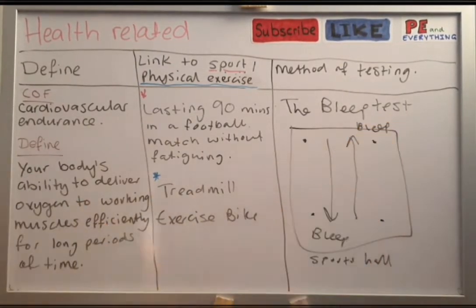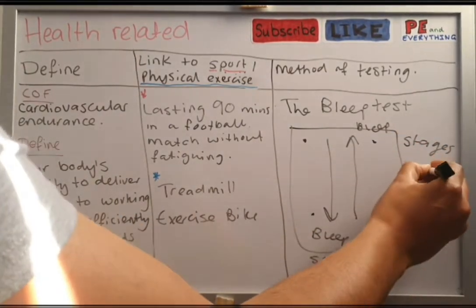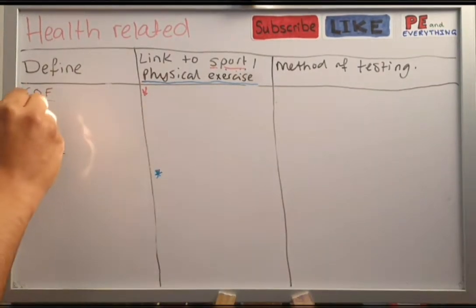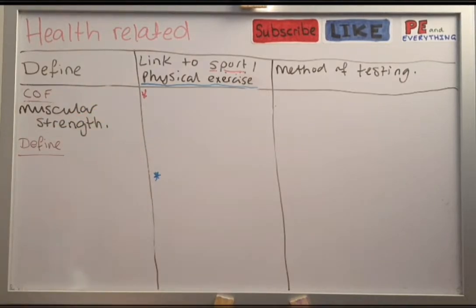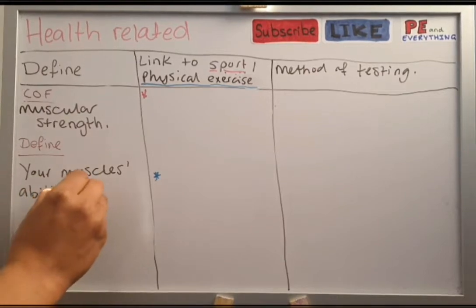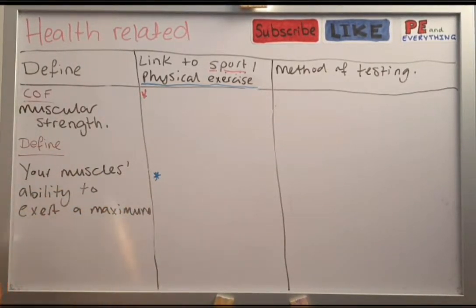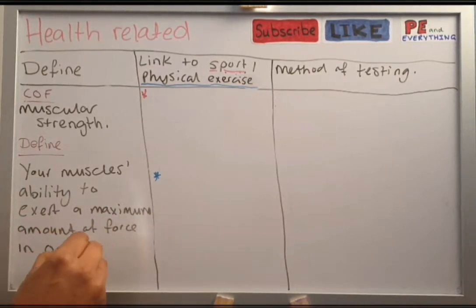In the sports, I'll remember this one. Every time you go to a different cone, you hear a bleep, different stages, and it gets faster each time you go up a stage. That's it. Now we have muscular strength. Now, muscular strength is defined as your muscles' ability to exert a maximum amount of force in one effort.